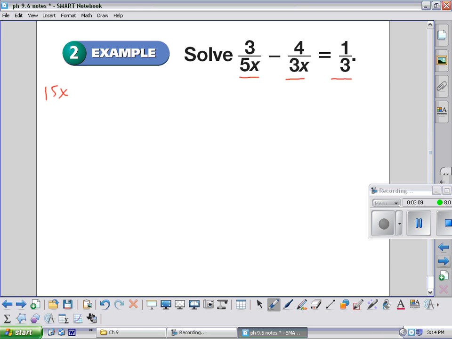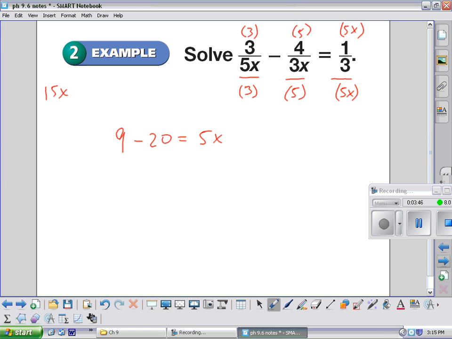So now, basically, I'm looking at each of these and saying, well, what would I do to get this to 15x? Multiply by 3 on top and bottom. What would I do to get this guy to 15x by multiplication? I would multiply by 5 on top and bottom. What would I do with this one? I would multiply by 5x. Okay? And the beauty of this is now we get 9 minus 20 equals 5x.